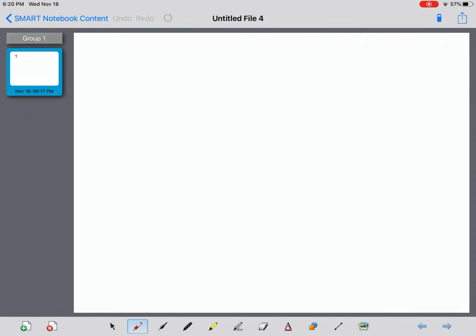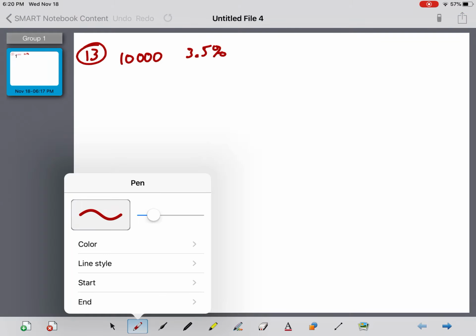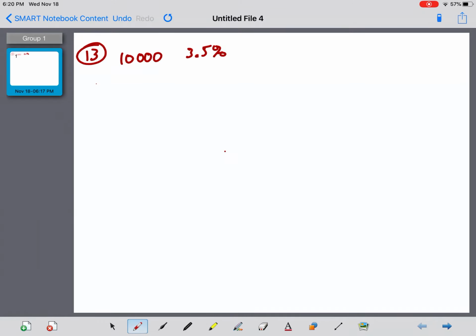All right, we're on here for some exponential and logarithmic models word problems. Okay, for problem 13, you're given that you have $10,000 to start with and a 3.5% interest rate. What you want to calculate first is how many years for it to double?